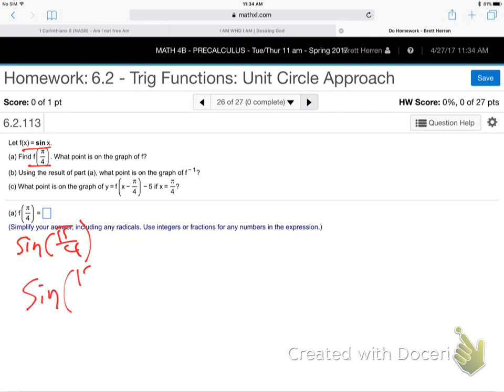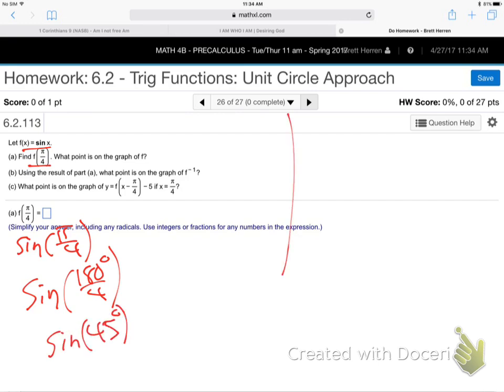So pi is 180, right? So we put in 180 for pi. Now, divide. You can do long division by hand if you want to, but I think it might be easier just to think about it in your head. When you're dividing something by 4, you're cutting it in half twice, because a fourth is half of a half. So just think, what's half of 180? 90, right? And then what's half of that again? What's half of 90? 45. So that's just sine of 45 degrees.